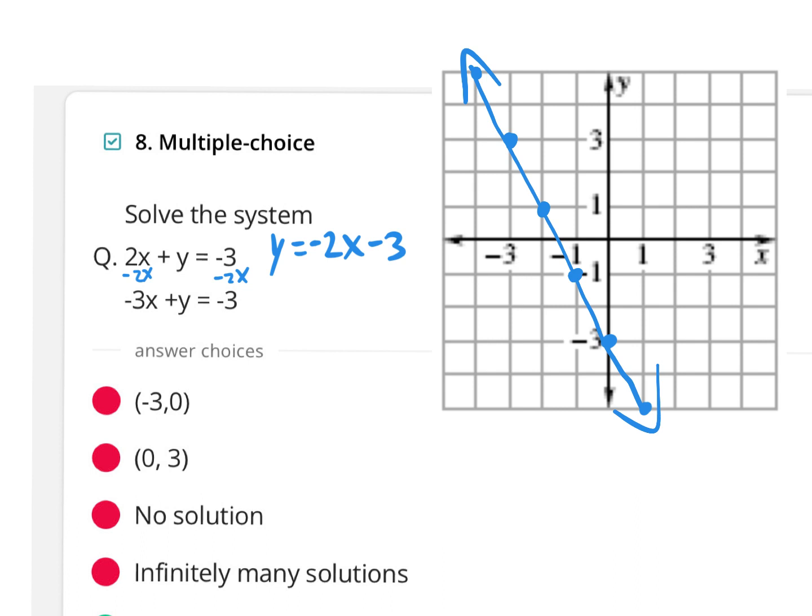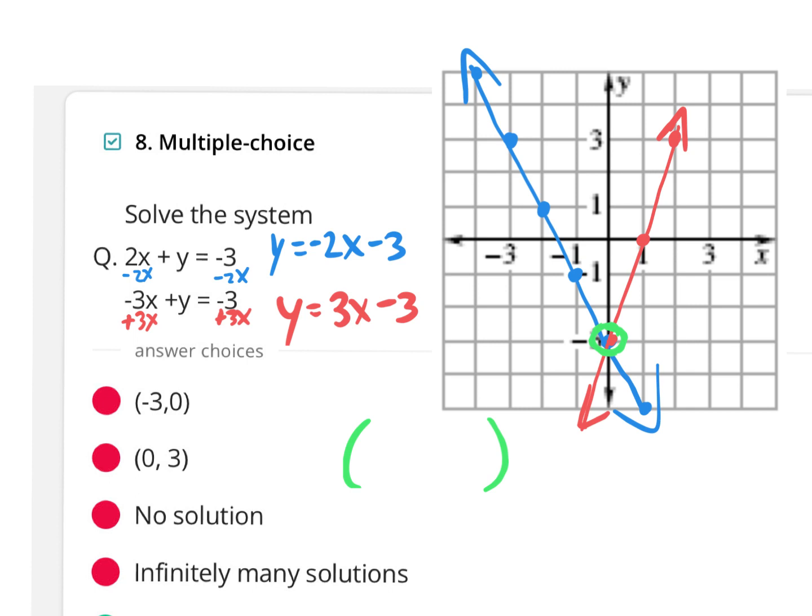Now let's do the bottom equation in red. I'm going to add 3x, add 3x, and rewrite it. It's going to be y equals a positive 3x minus 3. So that one also crosses at minus 3, but instead of going down, I'm going up 3 over 1, up 3 over 1, and so on. The bottom line is we're looking for that point of intersection, and that point of intersection is right here, and that location is the coordinate what? What's that coordinate?